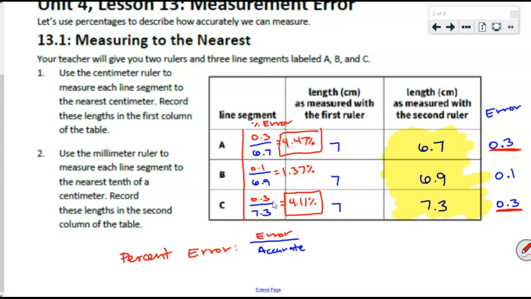Tanner. Yeah, we're comparing it to different amounts, right? Here we're comparing it to the accurate measurement of 6.7. Here we're comparing it to the accurate measurement of 7.3. So yes, the error was the same, but this ended up being less of an error because the actual thing ended up being greater. Yes, Carter.